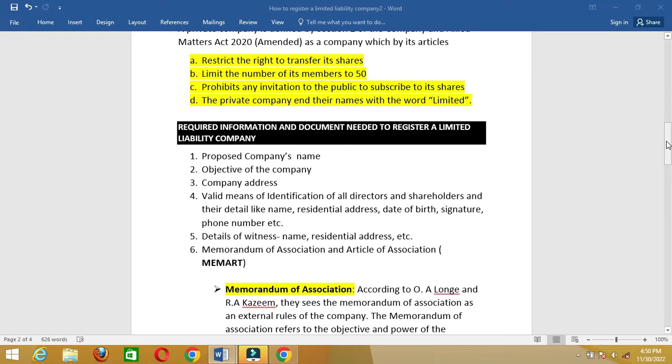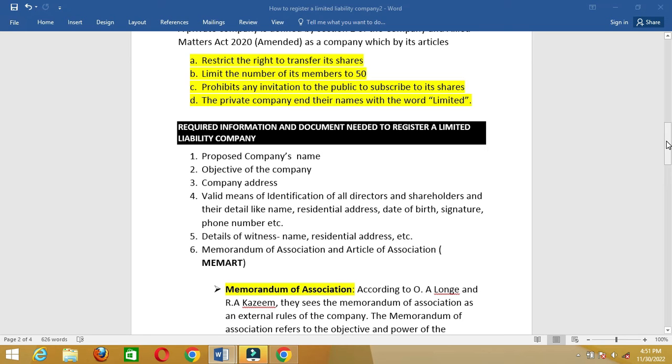Number 4, valid means of identification of all directors and shareholders and their details like residential address, date of birth, signature, phone number, etc. Number 5, details of witness, like his name, residential address, and so on and so forth. Number 6, the memorandum of association and article of association.